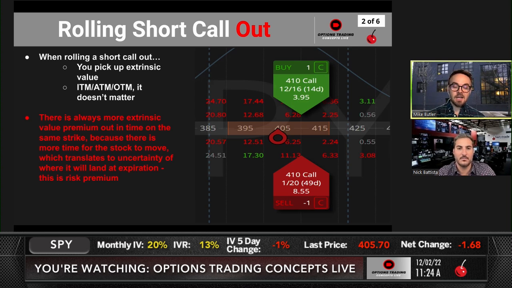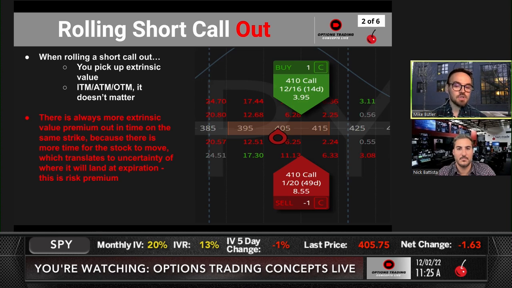This is because there's always more extrinsic value premium out in time on the same strike, because there's more time for the stock to move. And that translates to uncertainty of where the stock will land at expiration. This is really the risk premium you are getting paid to take the risk. In the case of a covered call, you're not necessarily taking upside risk here, but you are capping your upside profit potential, so you're getting paid to do that.